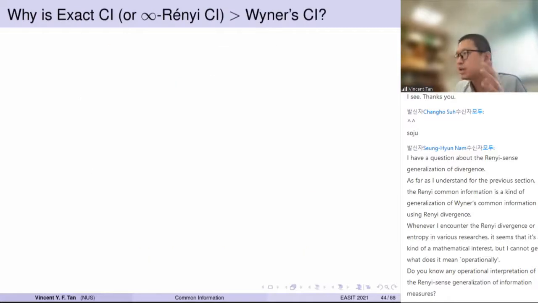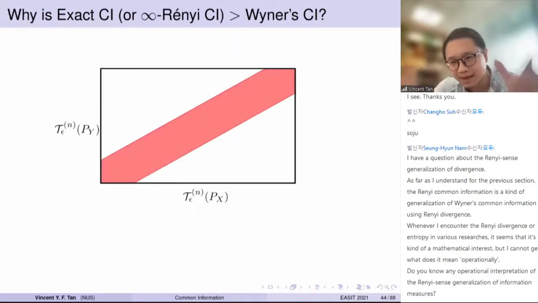So I want to give you intuition as to why exact is bigger than Wyner. The next few pictures that I draw are going to be very cartoonish, like a Peppa Pig cartoon. Now my kids like Peppa Pig, so I talk about Peppa Pig cartoon. I even use the Peppa Pig colors.